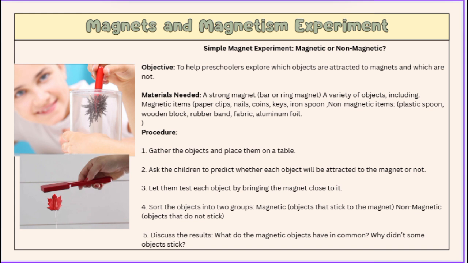Procedure: first, gather the objects and place them on a table. Second, ask the children to predict whether each object will be attracted to the magnet or not. Third, let them test each object by bringing the magnet close to it. Then fourth, sort the objects into two groups: magnetic objects that stick to the magnet and non-magnetic objects that do not stick.